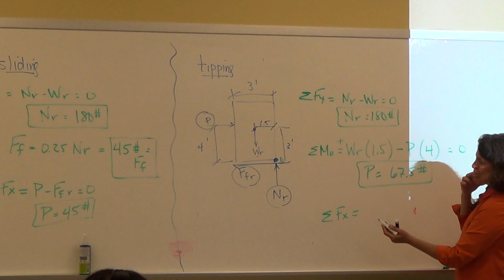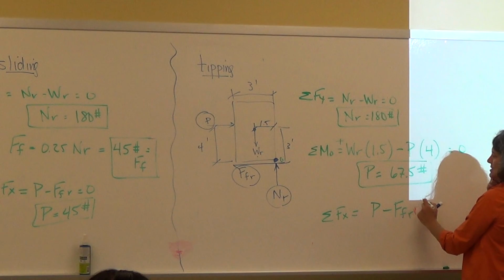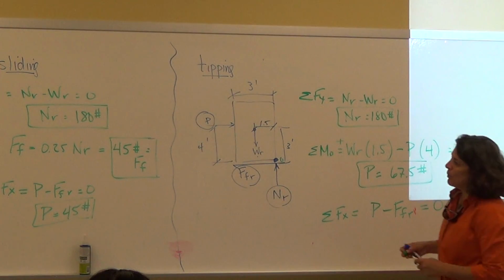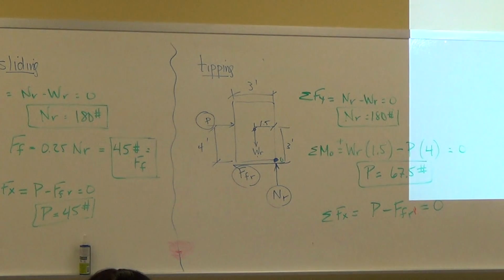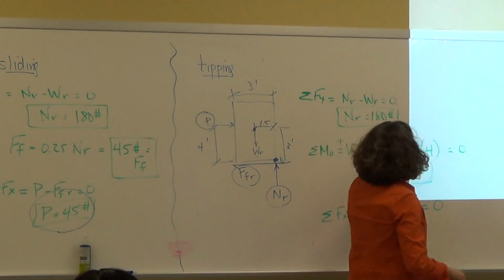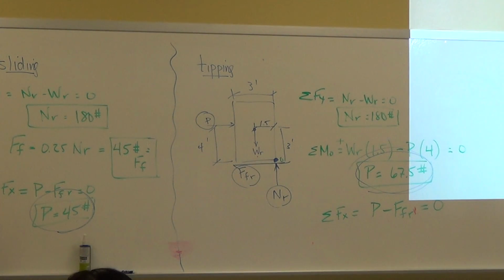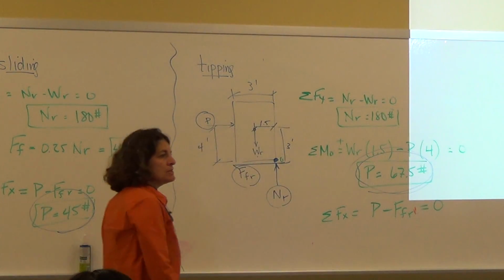How would you do that? Sum of the forces in the X, I got P minus the frictional force. That's the same as the equation before. So what turned out to be different? What value turned out to be different between analyzing it for sliding and analyzing it for tipping? In order for it to slide, what do I have to apply? A little bit more than 45. In order to get it to tip, what do I have to do? Apply a little bit more than 67.5.